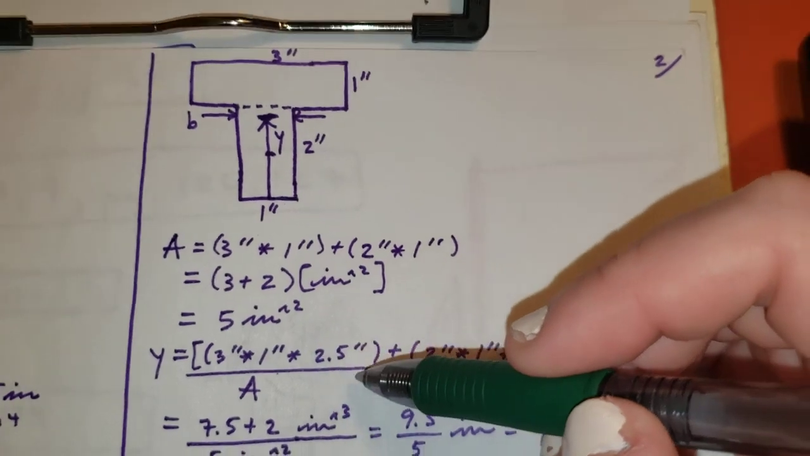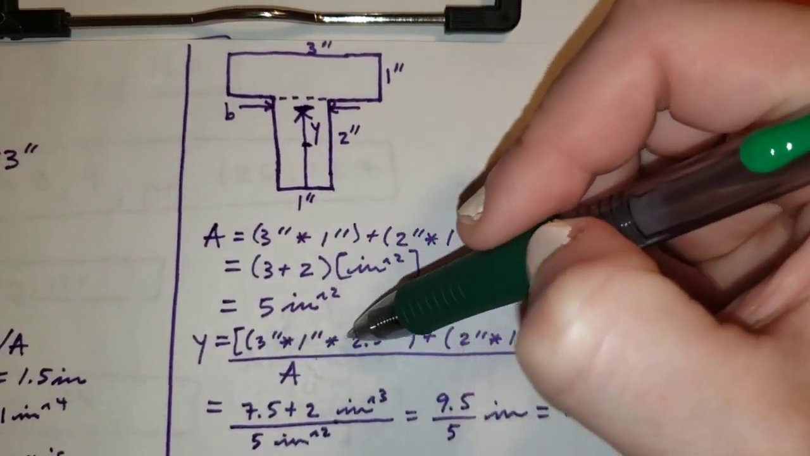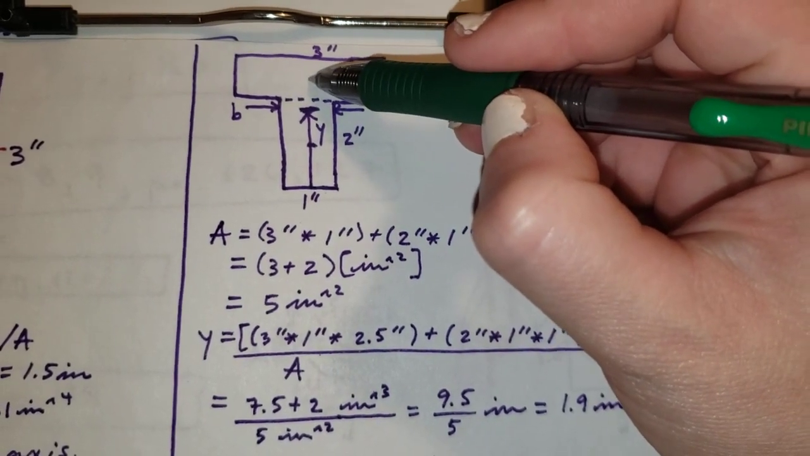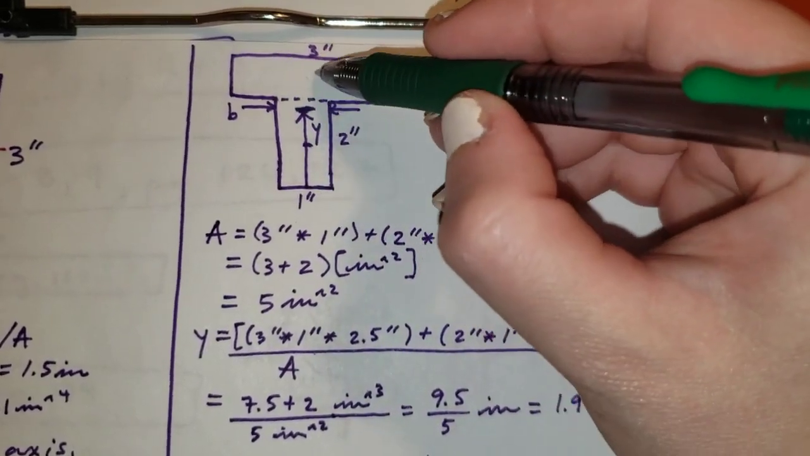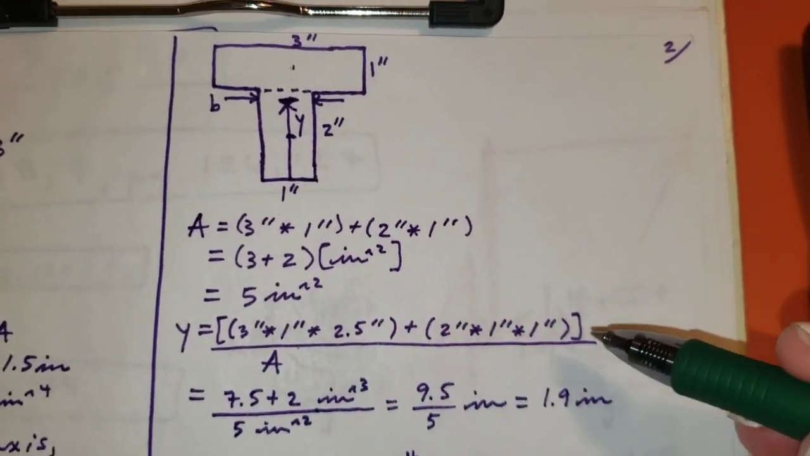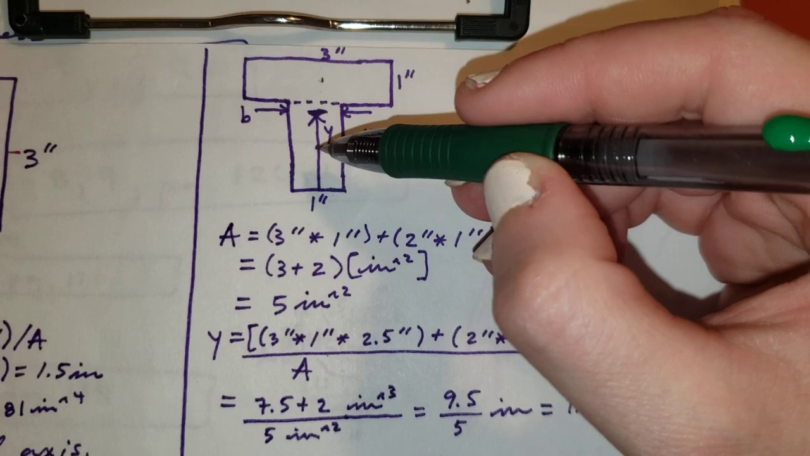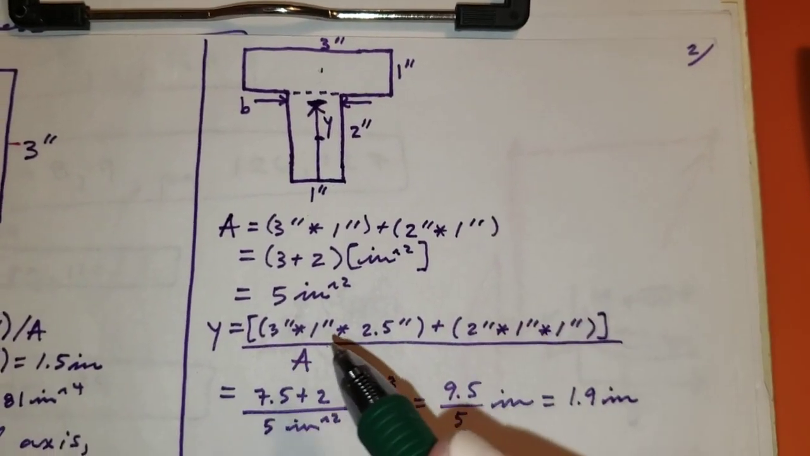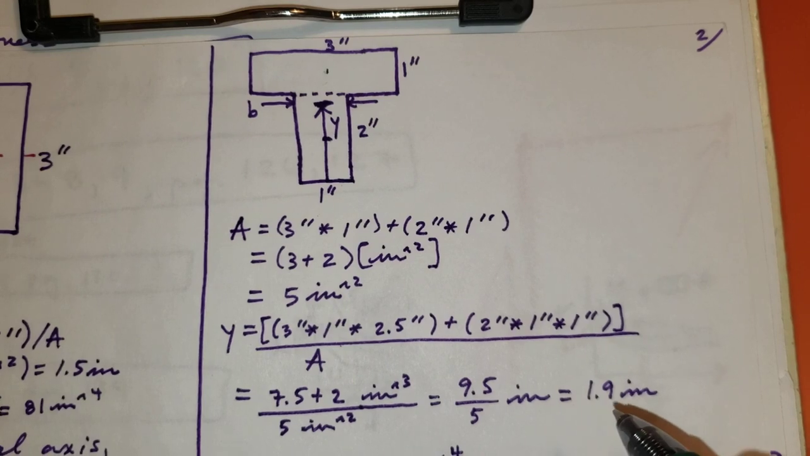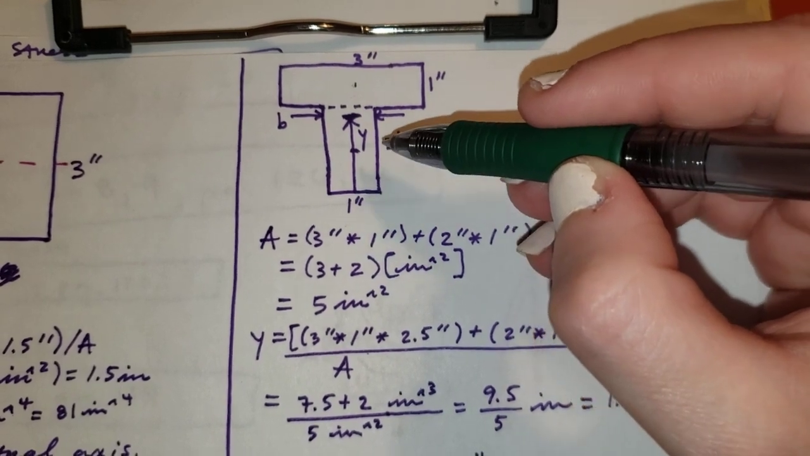So we have this top area up here, and that's its area times its location. The centroid is located about there, at 2.5 inches, so multiply the area by 2.5 inches. Similarly for the bottom, the area is 2 inches by 1 inch, multiplied by the centroid, which is here at 1 inch. Then add those together and divide by the overall area, which we said was 5 inches squared, and we end up getting 1.9 inches, which is the location from the reference point that we used.